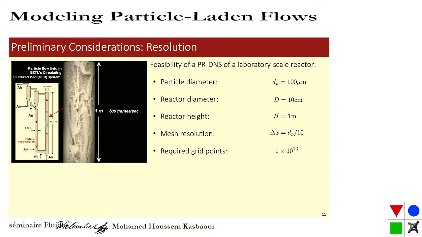If you do a fully resolved particle simulation, so particle resolved direct numerical simulation, typically you need at minimum 10 grid points across the diameter of the particle. So you're going to use that. This is going to lead to 10 trillion grid points just for this simulation of this section of your circulating fluidized beds. Is that too much?